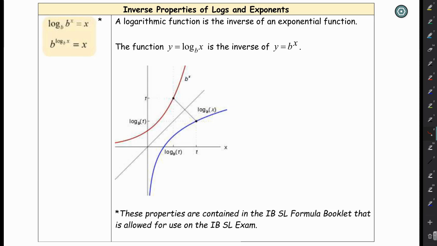Just so you know, if you're taking an IB course, these properties are in the IB formula booklet that you're allowed to use on the IB exam. So these properties are in there. This isn't really something you'll need to memorize, but I think it's something that you want to be able to recognize when you look at it, and it'll just save you a lot of time.